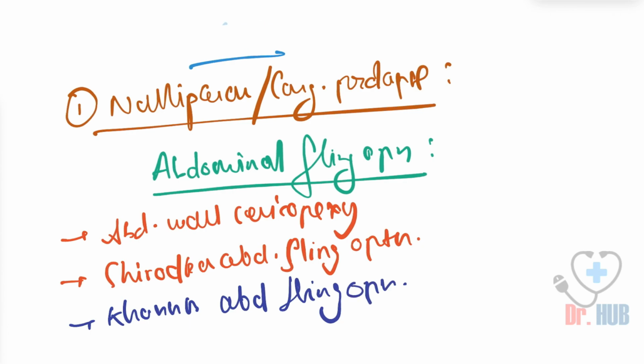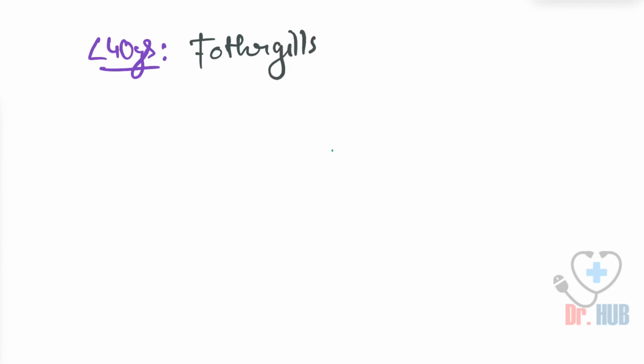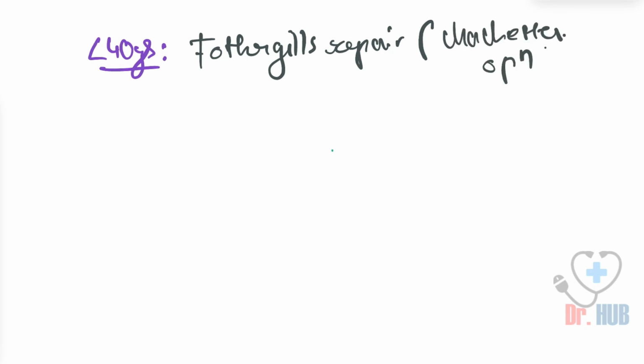Next, we look at the age group that is less than 40 years. In terms of less than 40 years, we have the Fothergill repair, which is nothing but the Manchester operation. So, Fothergill's repair or the Shirodkar procedure.